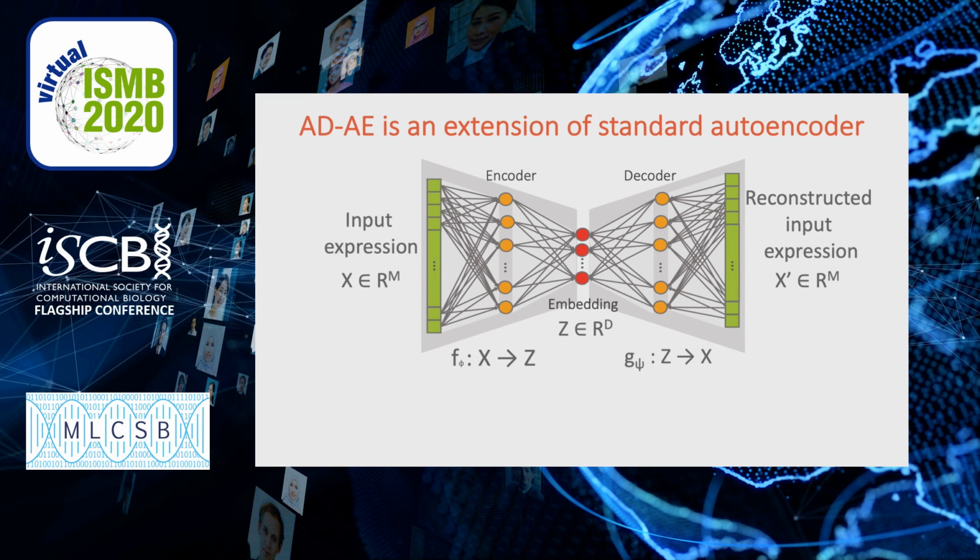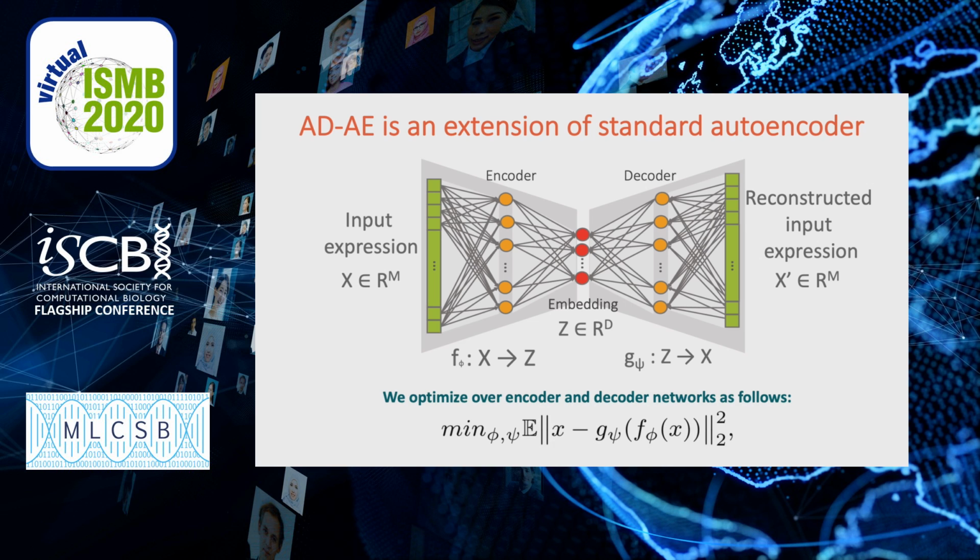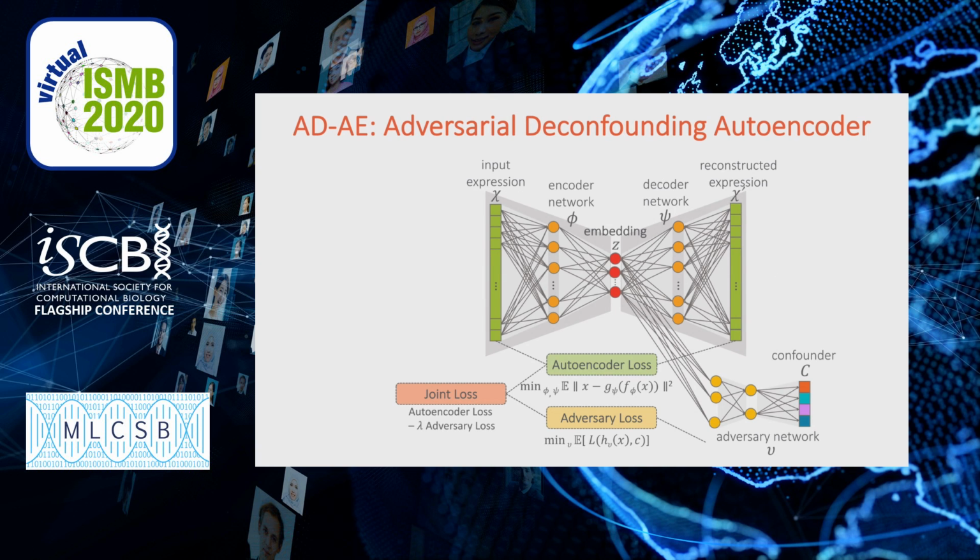ADAE is actually an extension of an autoencoder. So just to remind everyone, an autoencoder contains an encoder network which maps from input expression space to an embedding Z, and then a decoder that maps the embedding Z back to the input space. And we optimize our encoder and decoder networks in order to minimize the reconstruction error. ADAE consists of two networks.